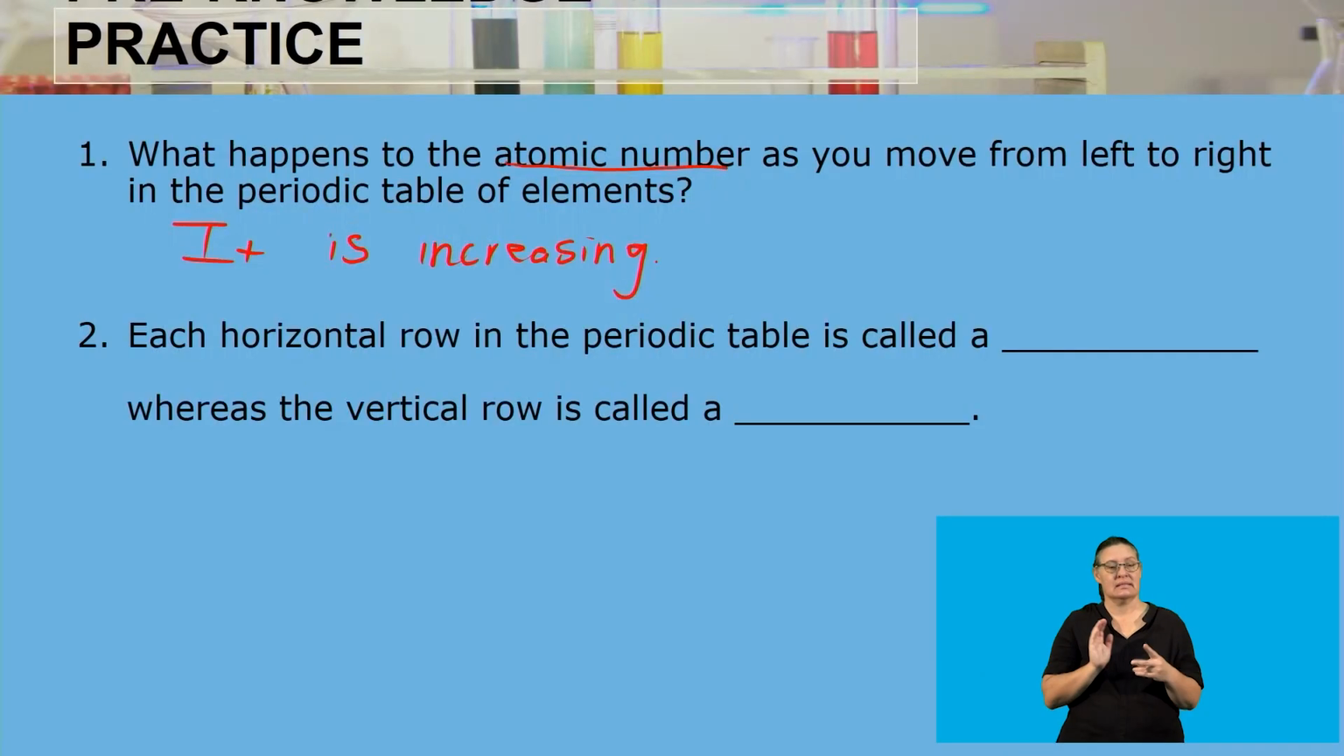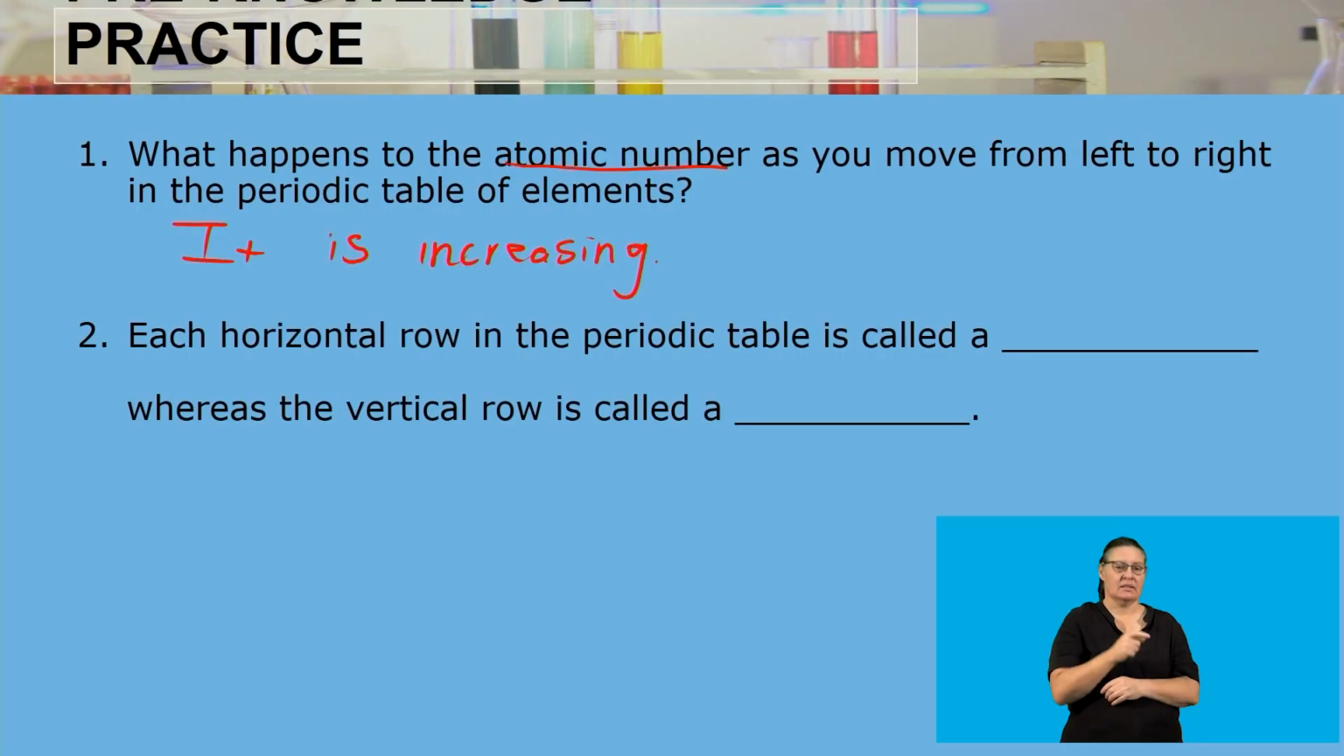Now, second question. Each horizontal row in the periodic table is called a something, whereas the vertical row is called a something. So we know that a periodic table is arranged in increasing atomic number as you're moving from left to right, and then those particular elements in the periodic table are arranged in similar characteristics, which are called groups. So groups are in the vertical column, whereas the periods are arranged horizontally. So the second question is, each horizontal row in the periodic table is called a period, whereas the vertical row is called a group.